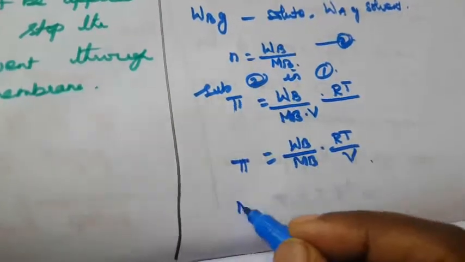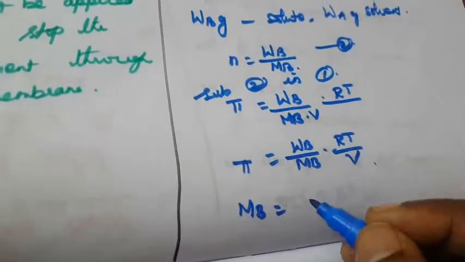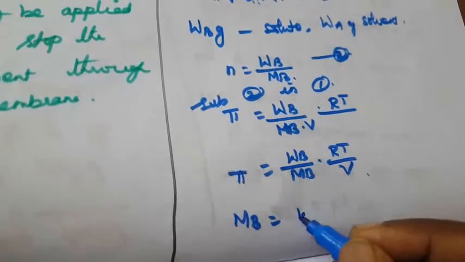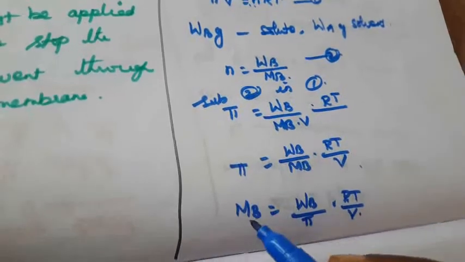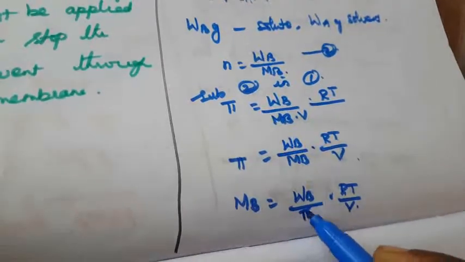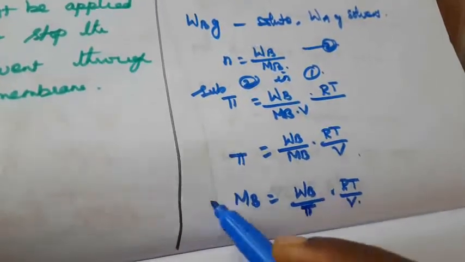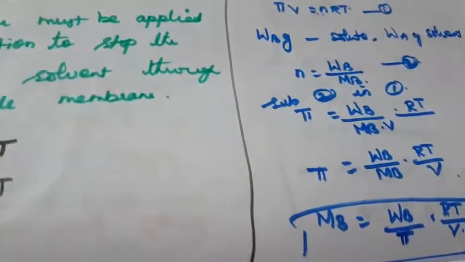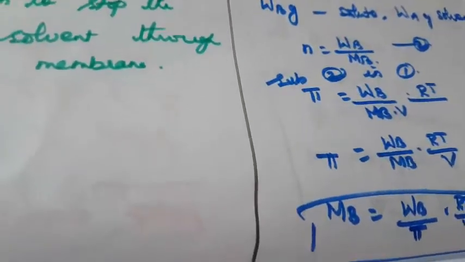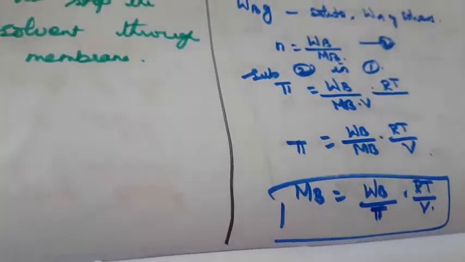We want only the molecular weight of this unknown solute, right? So M_B is equal to W_B by pi into RT by V, that is W_B RT by pi V. This is the molecular weight of the solute determined using the osmotic pressure. Okay, so what is the significance of this colligative property, osmotic pressure?